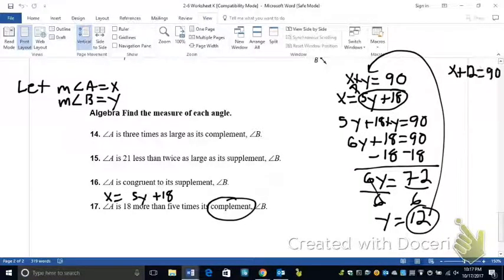We plug it back in, and we get x equals 78. Now notice that's true even if we did it the other way. 5 times 12 is 60. 60 plus 18 is 78.